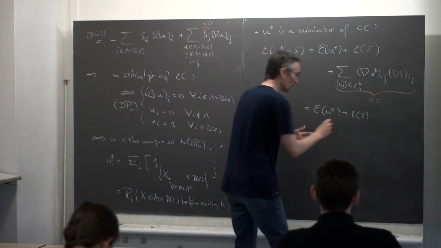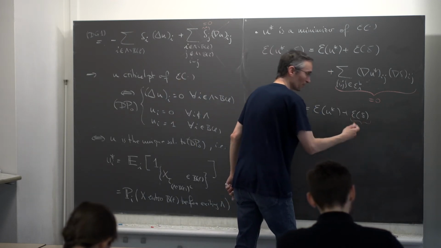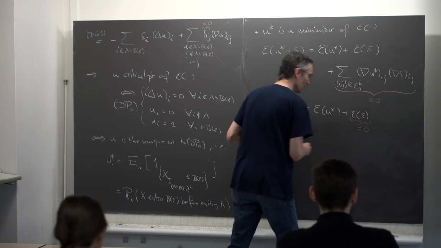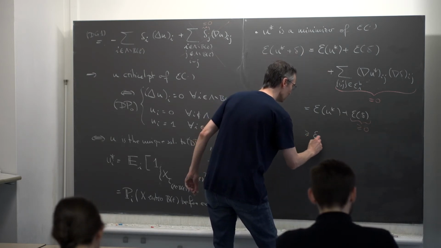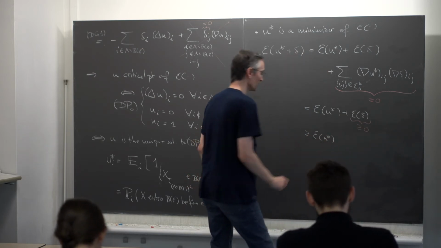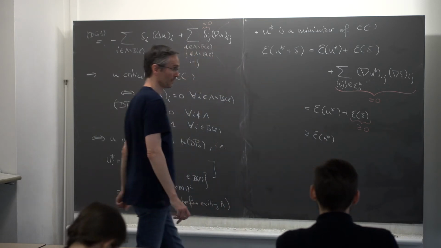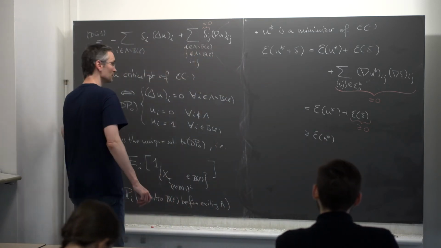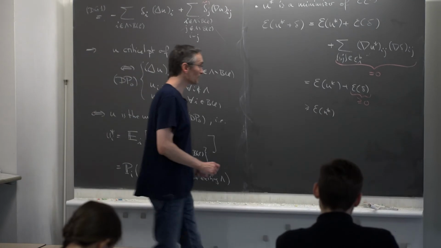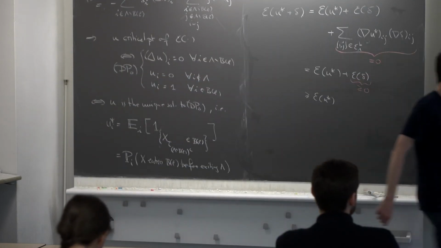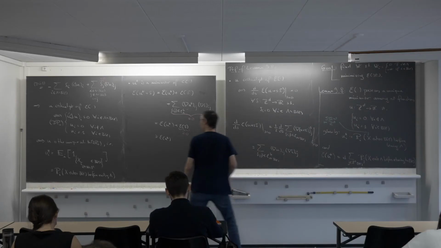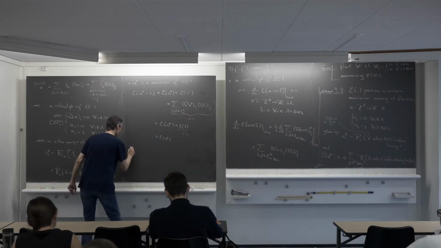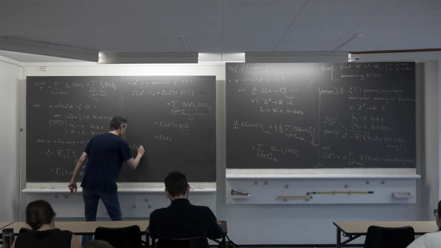And now the energy of delta is a sum of squares, so this is non-negative. So you get that this is always larger than E of u star. So u star is indeed the minimum of E. So the only thing that remains to be done is to compute the energy of u star, E of u star.